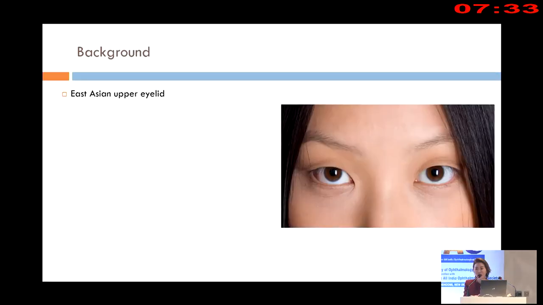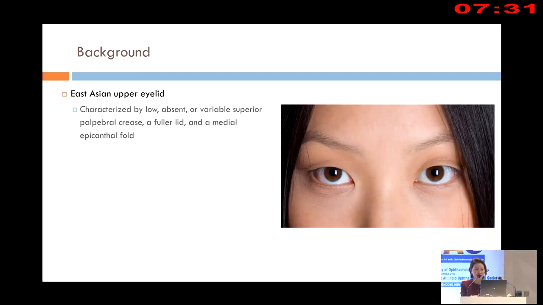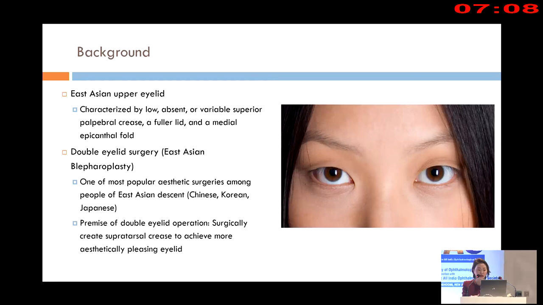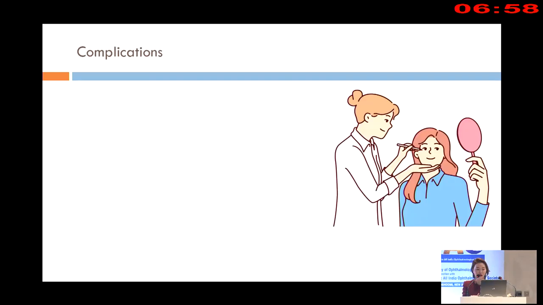But basically, just a background, I think all the speakers have emphasized the East Asian upper eyelid is different. It's characterized by a low, absent, or variable superior palpebral crease, a fuller lid, and a medial epicanthal fold. So double eyelid surgery, or Asian blepharoplasty, or if you want to correctly term it like Alice has published, East Asian blepharoplasty, is one of the most popular aesthetic surgeries among people of East Asian descent, whether it's Chinese, Korean, or Japanese. The premise really is to surgically create that supratarsal crease to achieve a more aesthetically pleasing eyelid, and it's performed by anchoring the dermis to the tarsus or the levator.